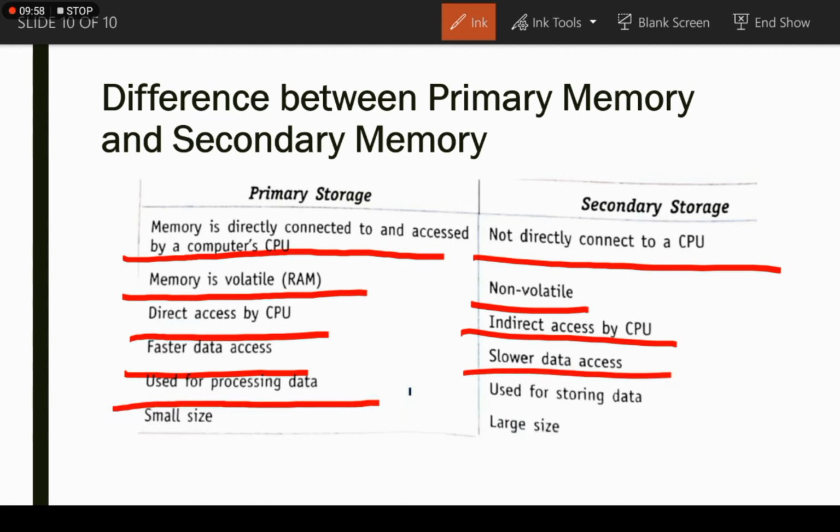Primary memory is used for processing data, while secondary memory is used for storing data. And the size of primary memory is small, and the size of secondary memory is large. So these are some major differences between primary and secondary memory.